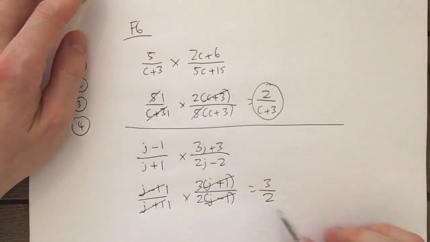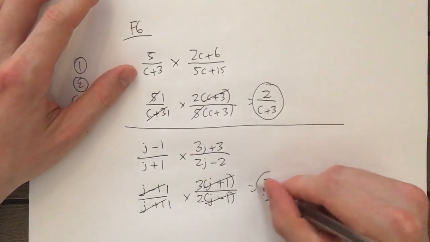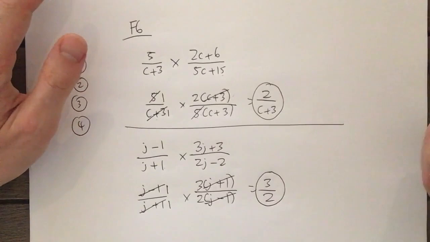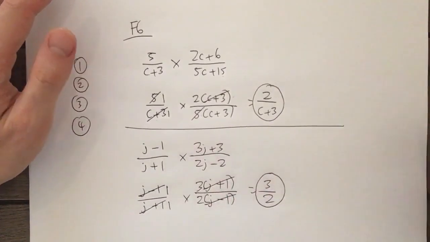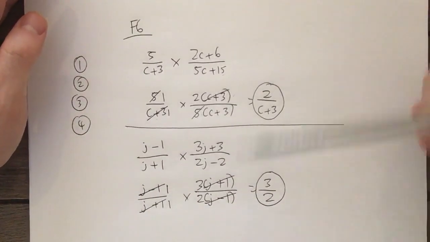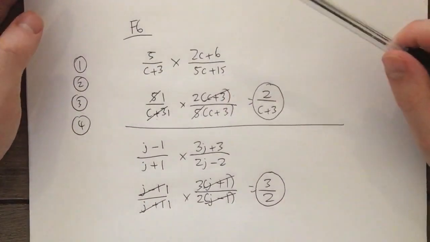Can I simplify any further? Well, you could make it 1.5. You don't need to though, so therefore my final answer is 3/2. Now can you see how easy that is in comparison to trying to expand all of that out and seeing how it goes? It's really important when we multiply algebraic fractions, we follow the steps 1, 2, 3 and 4. Okay?